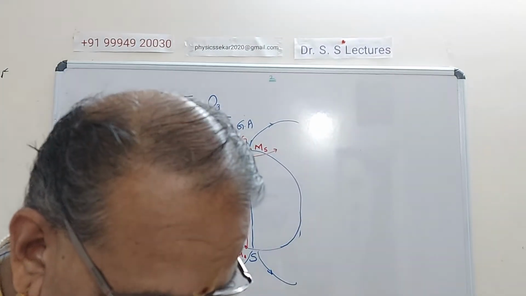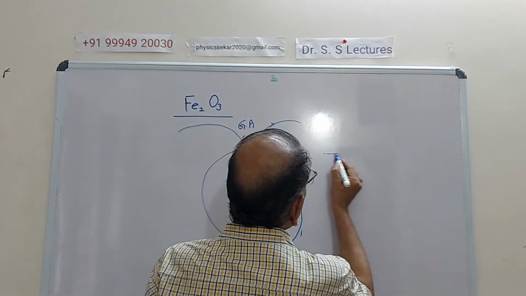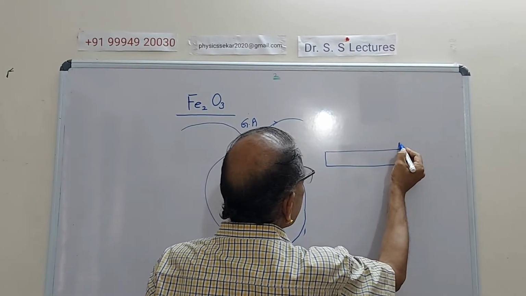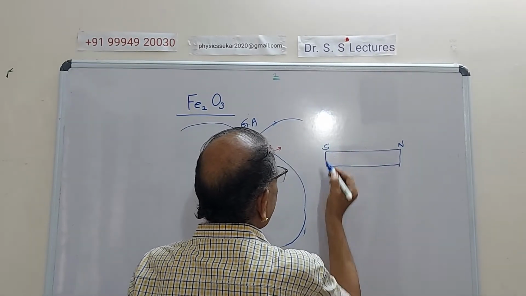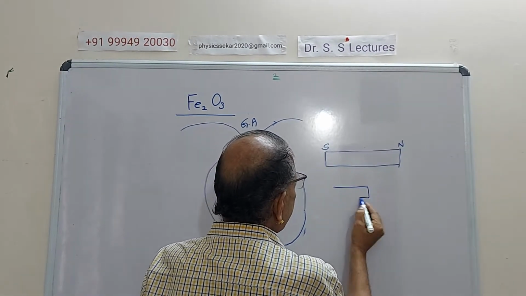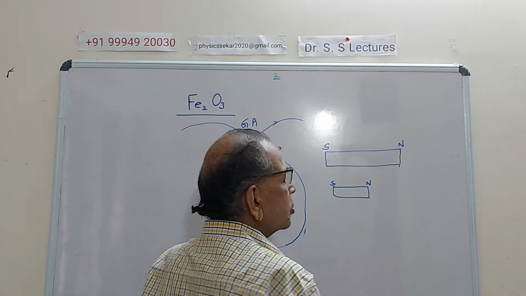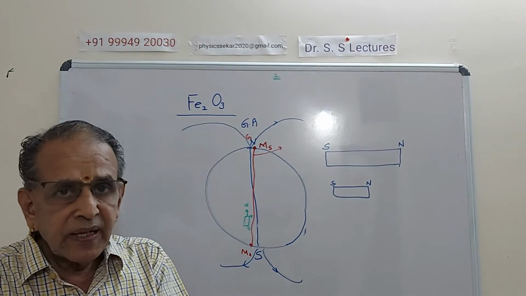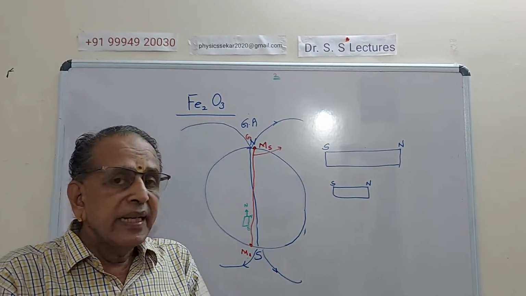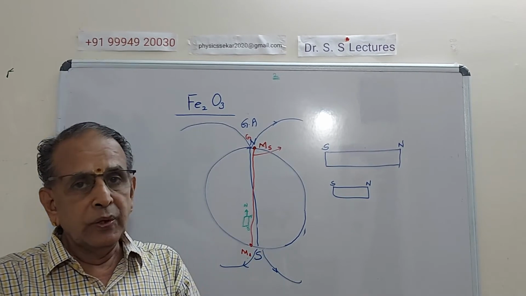Another important thing that you should remember here is that if you take a magnet, say this is the northern direction, this is the southern direction, and you cut it, then again this becomes north, this becomes south. Whatever simple divisions you make, each one will have a north pole and a south pole.